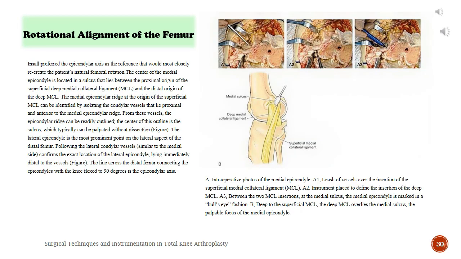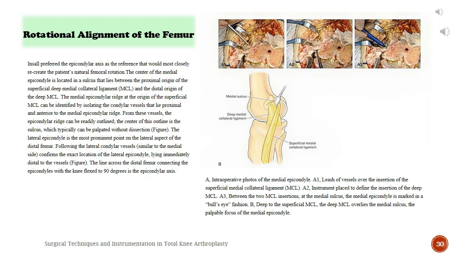Rotational alignment of the femur. Insall preferred the epicondylar axis as the reference that would most closely recreate the patient's natural femoral rotation. The center of the medial epicondyle is located in a sulcus that lies between the proximal origin of the superficial deep medial collateral ligament, MCL, and the distal origin of the deep MCL.